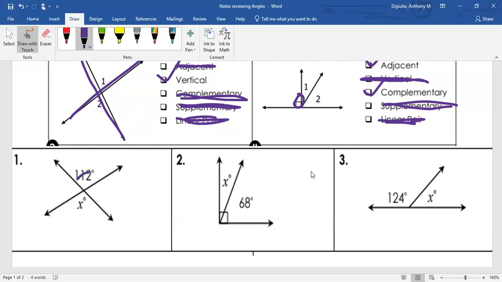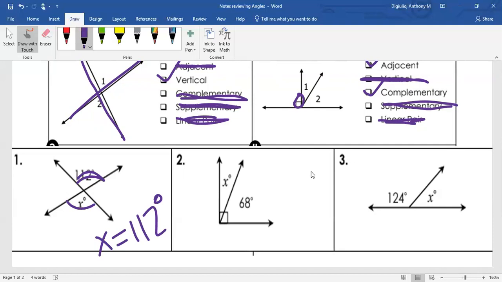And one thing we always know is that vertical angles are congruent. And sometimes you see it marked with that line. That just means those angles are congruent. So this would mean that X is 112 degrees because they are the same, because they're vertical.